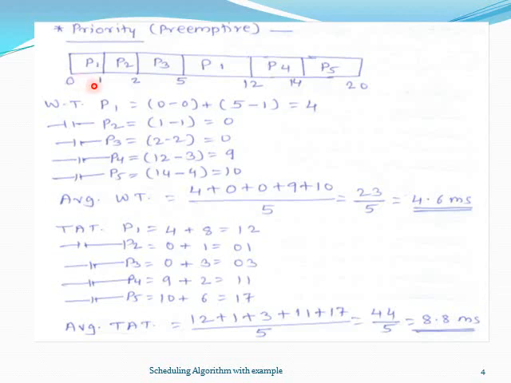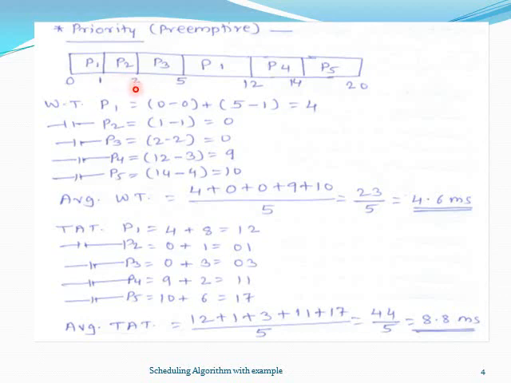But after 1, process P2 arrives. Now we have two processes, P1 and P2, and we need to check their priorities. The priority of process P1 is 3, but the priority of process P2 is 1. The priority of P2 is higher than that of P1. That's why process P1 gets preempted here and process P2 is scheduled.